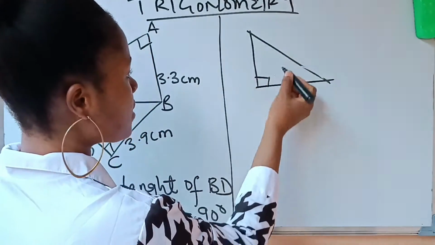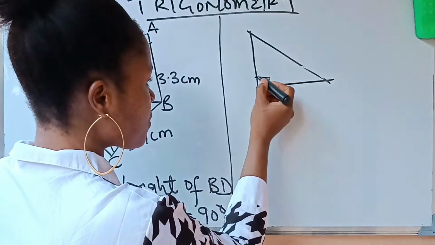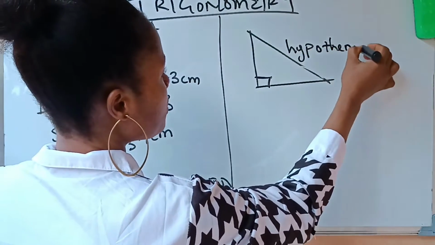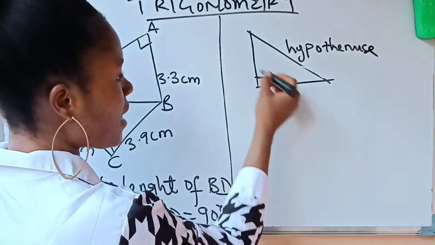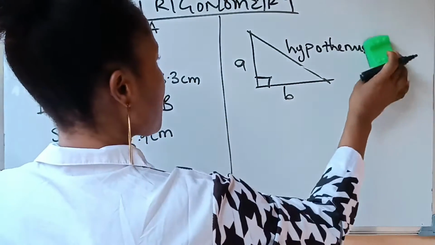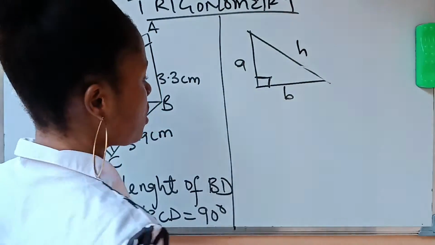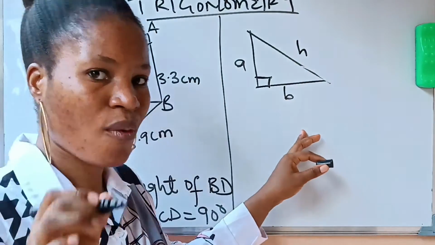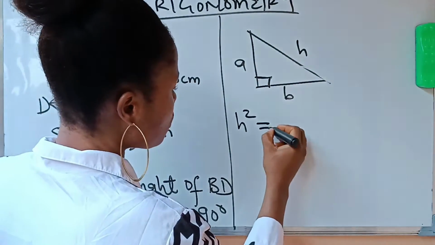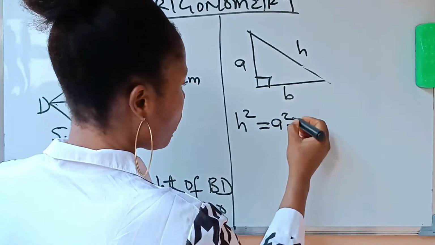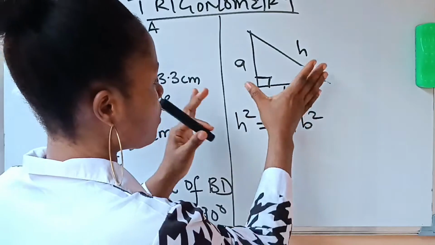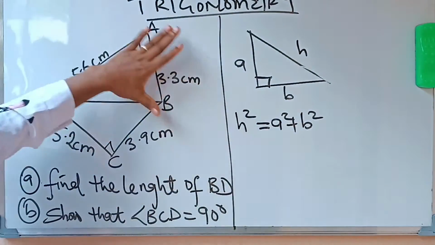This longest side that is facing the right angle, we call it the hypotenuse. Then the other remaining sides, let's call this A and let's call this B. The longest side, the hypotenuse, let's call it H. According to Pythagoras, H squared is going to be equal to A squared plus B squared. Are you following me? This is what we are going to use to solve what we have here.